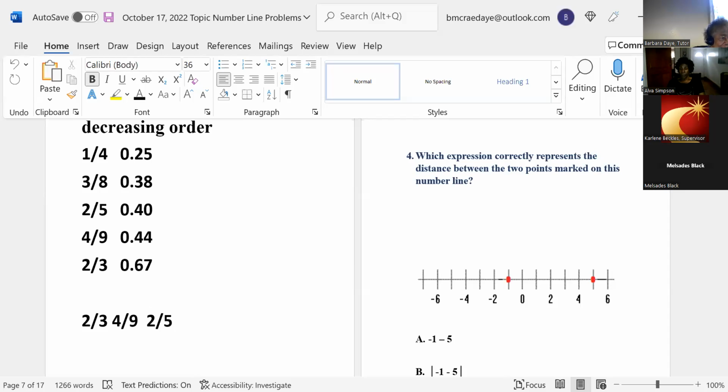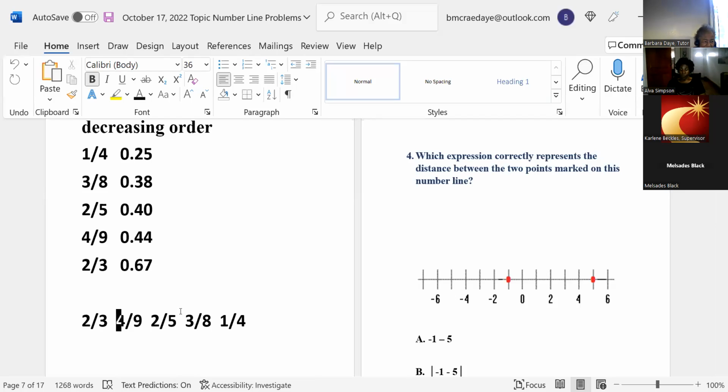Okay, and then keep going. You're on a roll. And the next one is 0.38. And that fraction? 3/8. All right. And the last one? 0.25. And the fraction? 1/4. Cheers to Michelle. She got them all right. Very good. You went from high to low, decreasing. Any questions? No. Okay, that's the order.